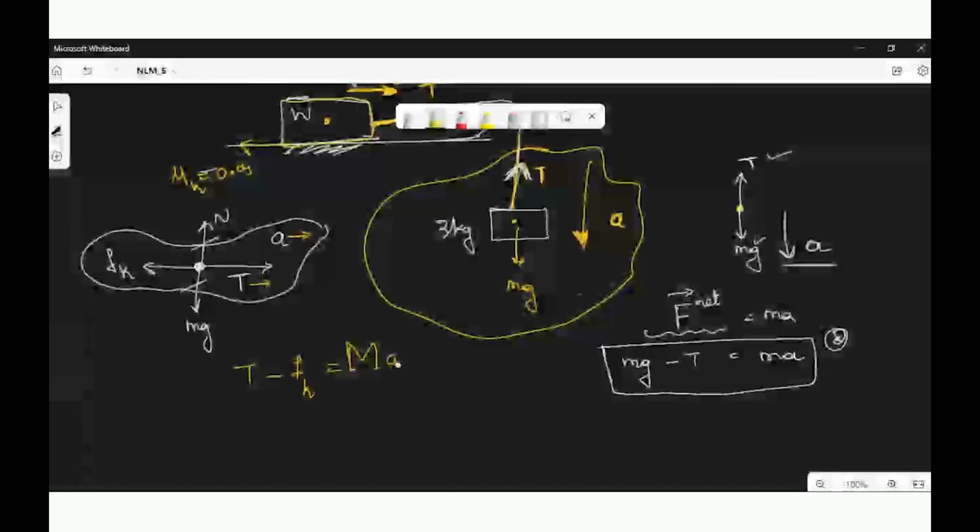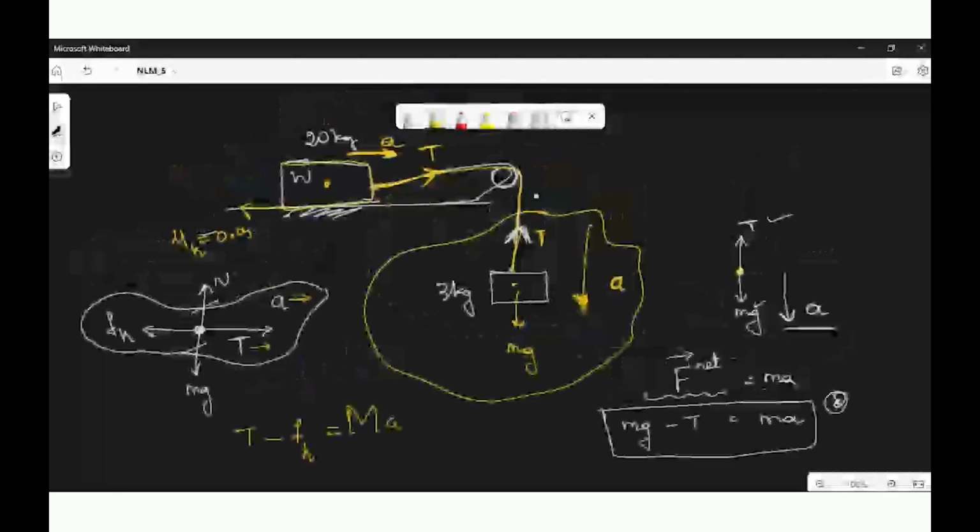In all your CBSE board level problems, for the motion of connected bodies, usually acceleration will be common. If this is accelerating with something, this will also accelerate with the same acceleration. That is the condition for a connected body. Or else this string will not be tight, it just comes out of the pulley. So to keep the string taut and straight, both accelerations must be the same.